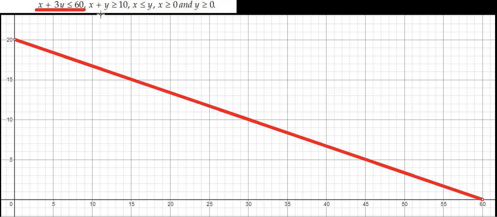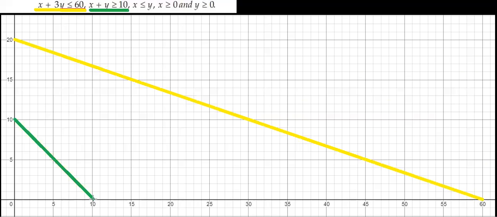Similarly, we can plot the second inequality. For that, let me take a new color. Let me do this one in yellow. This was in yellow, and let me do the other one in green. So this just says x plus y greater than or equal to 10. And again, when x is 0, y is 10, so my graph will go through this point, and when y is 0, x is 10, so my graph will go through these points. If I were to plot it carefully, the line would be something like this.